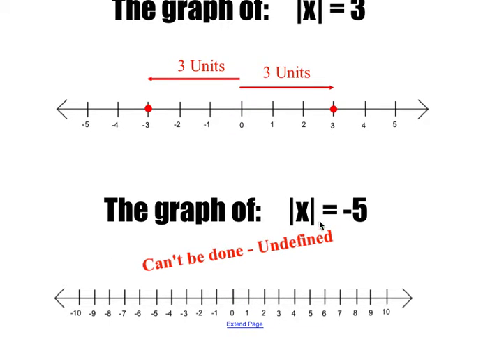Now, down here, we see this. The absolute value of x equals negative 5. So this is saying the distance from 0 on the number line is negative 5 steps. We cannot go a negative number of steps. So this cannot be done. We say that this is undefined or has no solution.